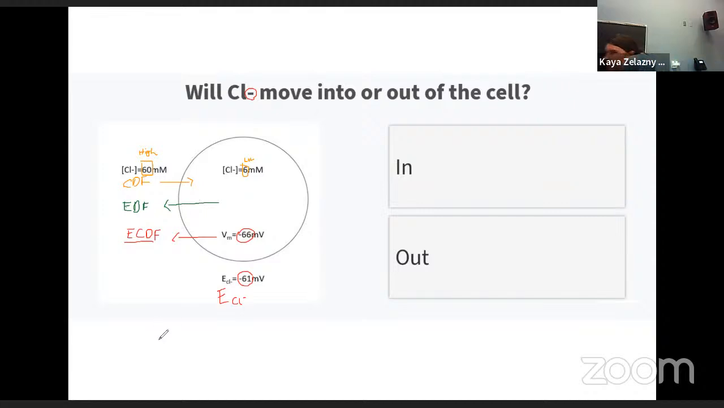Questions about how I did that there? So that's how we kind of want to be thinking about these forces. Moving out.